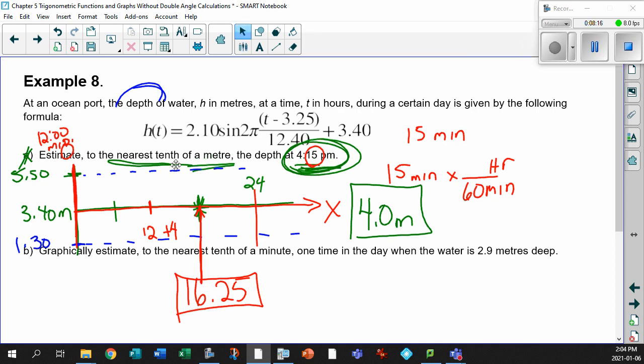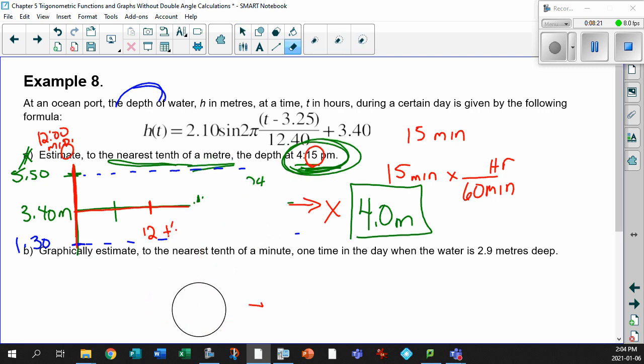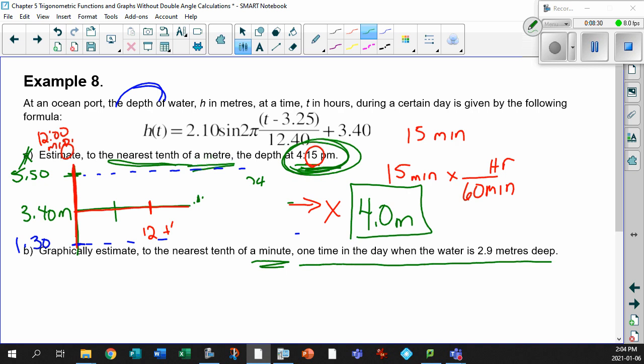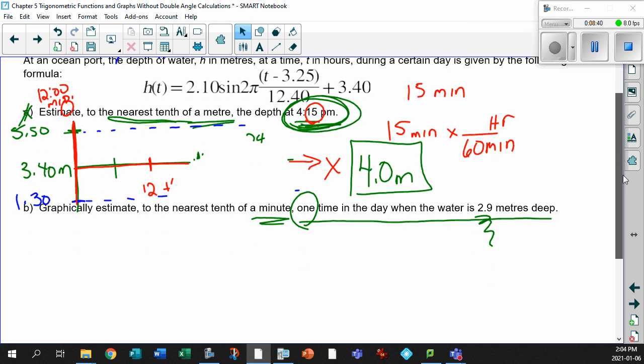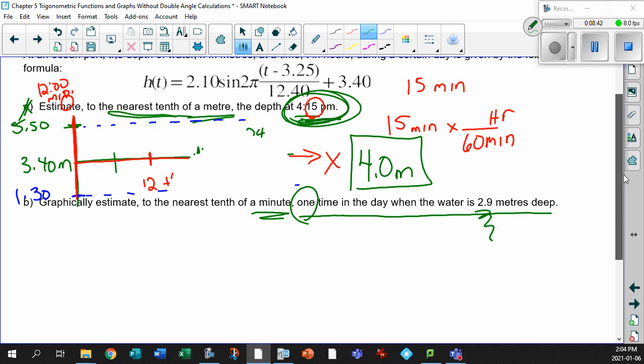Pretty cool, right? Okay, let's keep on going then. Now, look what it says here. To the nearest tenth of a minute, what time of the day, I know it says one time in the day, is the water 2.9 meters deep? Same kind of question, but think about what the graph looks like. The graph looks like this right now. You want to know when this is 2.9 meters. So you're going to be here.